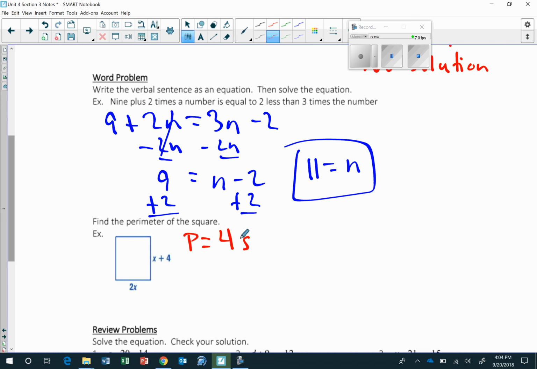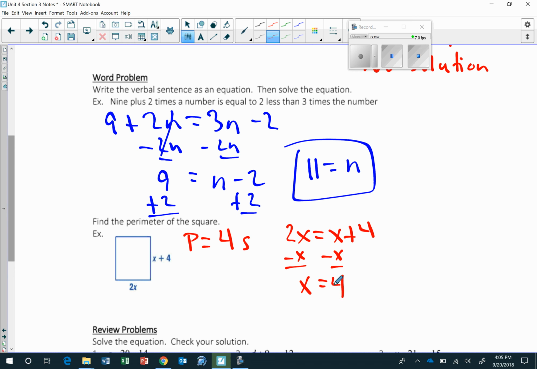What we need to remember is that the sides are the same length. So we need to start by setting them equal to each other. So I can set 2x equal to x plus 4 because they're the same length. Now I can solve for x by subtracting x on both sides, and I'll wind up with x equals 4.